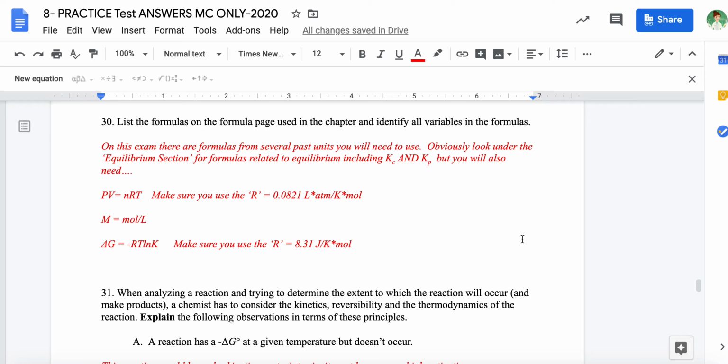PV equals nRT. Make sure the R that you're using here is, I listed the R that I use all the time, the 0.0821, or actually 0.08206. Remember, there's the one that's in torr as well that you could use, but it has pressure in it. But when you're using your Gibbs free energy relating to K formula, make sure you use the R that has the energy units in it, which is that 8.31.